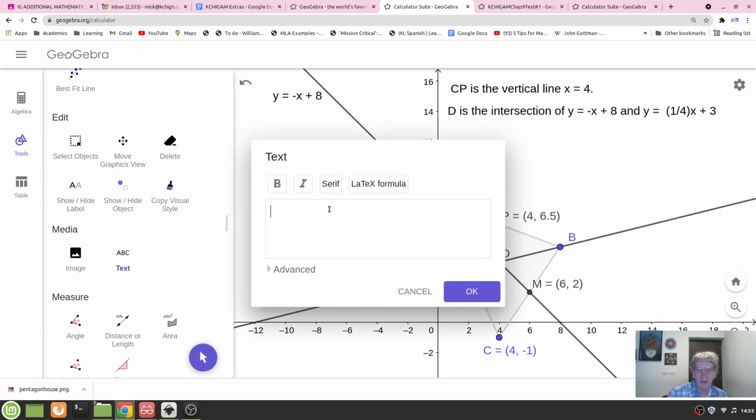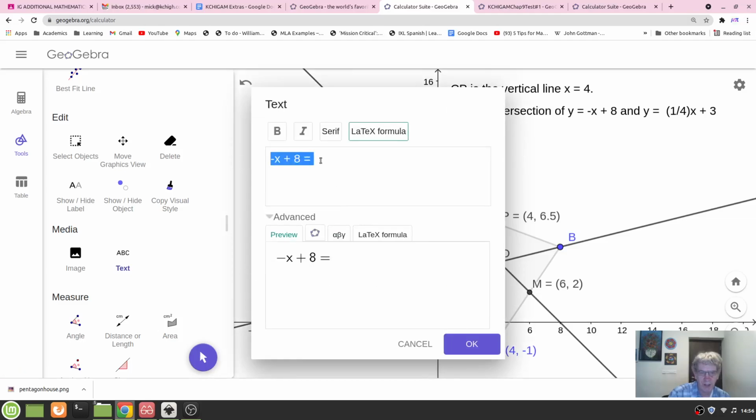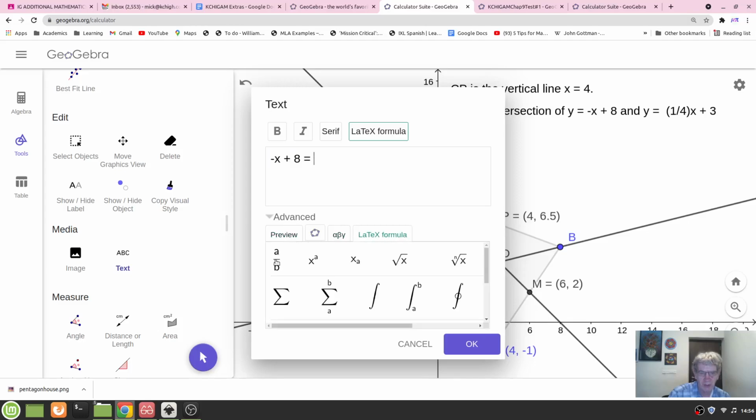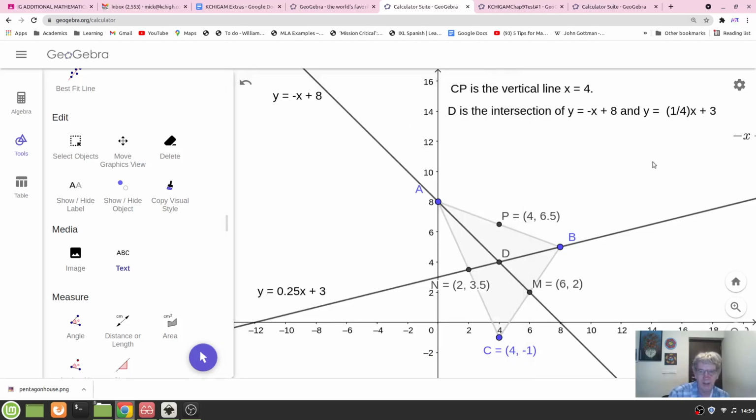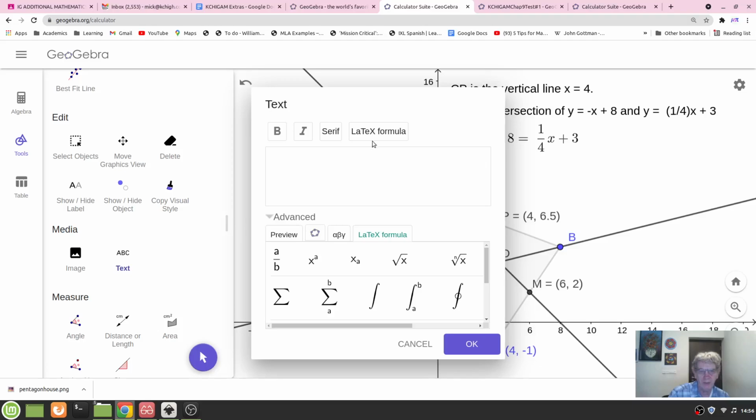So here I need to show that the x coordinate is 4. So I'm going to have minus x plus 8 equals, let's switch here to a LaTeX formula, and that's fine. Equals, now let's use a fraction, 1/4 x plus 3, and that's good. So now I've got minus x plus 8 equals 1/4 x plus 3. Let me try a new line here.